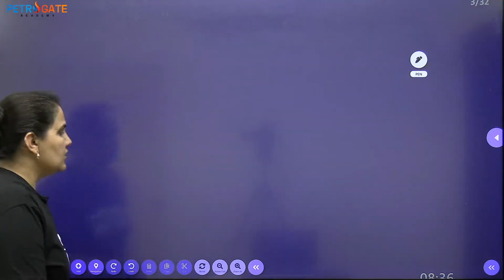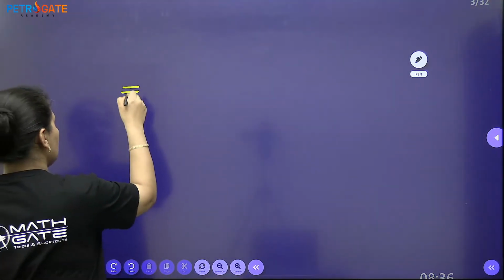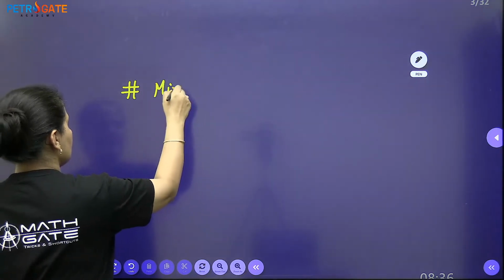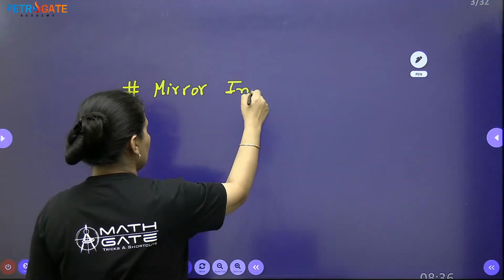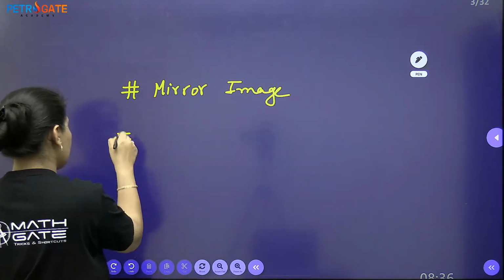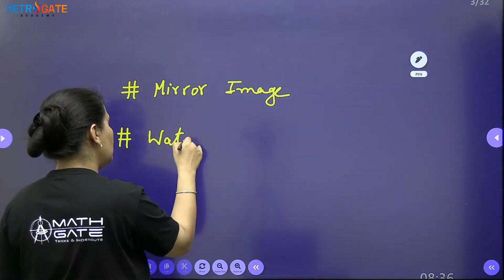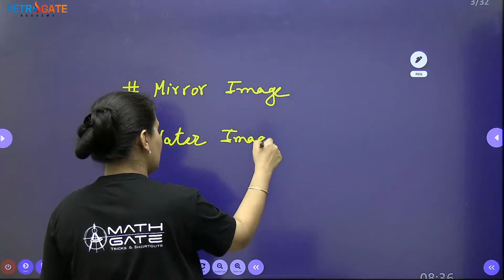First I am going to start with the mirror image and water image questions. I will tell you how to deal with them. Then we will discuss the paper folding and paper cutting methods. Although each and everything is very simple, we will discuss a few important things as far as the GATE examination is concerned. So I'm going to start with the mirror image. There are two concepts: first is the mirror image and second is the water image. Let me tell you the difference between the water image and the mirror image.